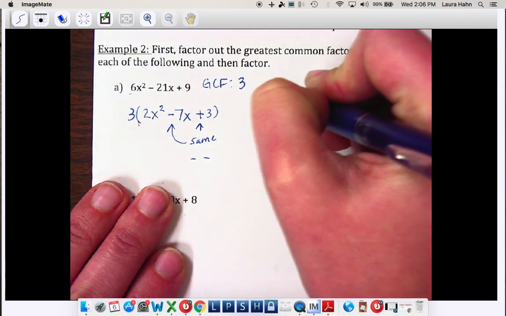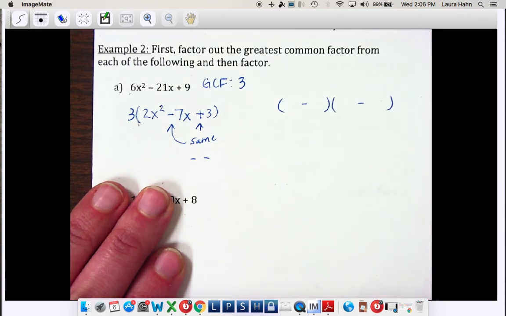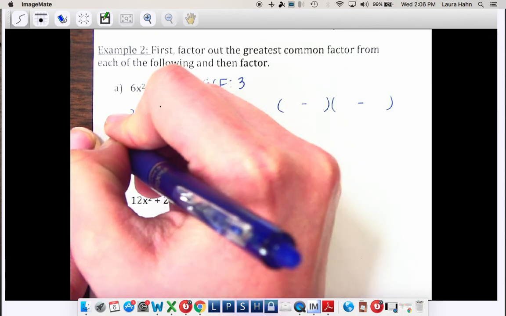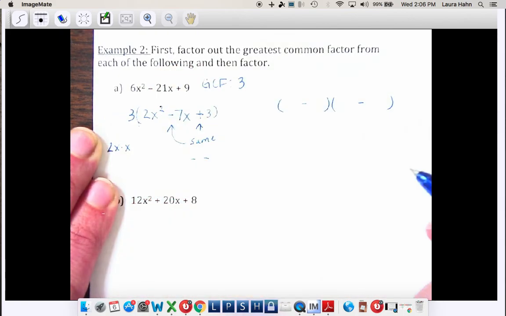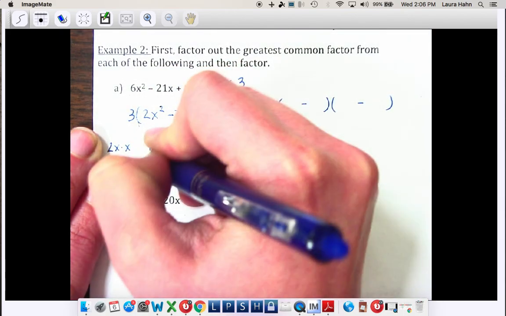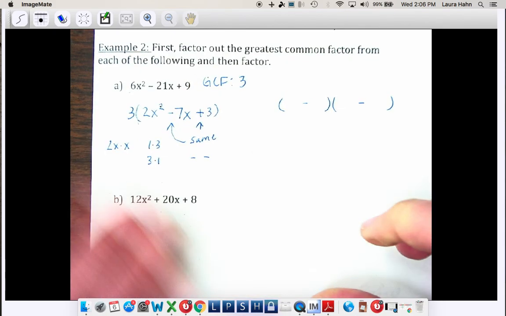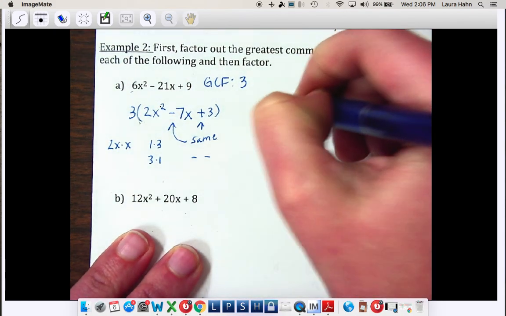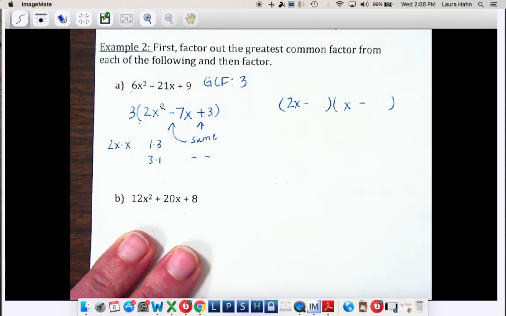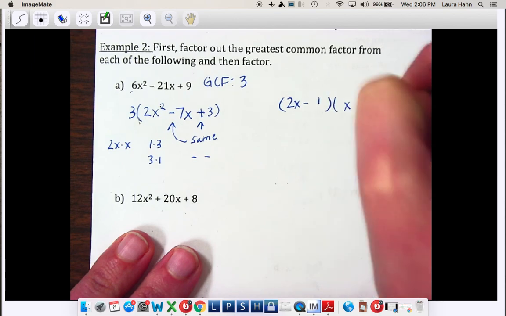So I can go ahead right away and put my signs. My factors of 2x squared are 2x times x. My factors of 3 are 1 times 3 and 3 times 1. So 2x, x. I'm going to try 1 and 3.